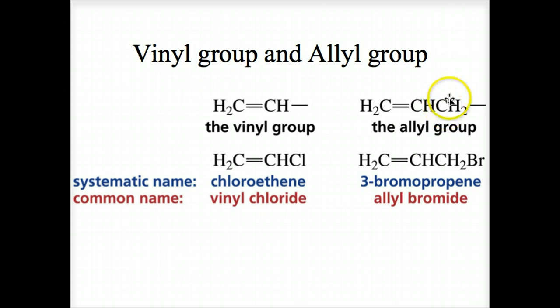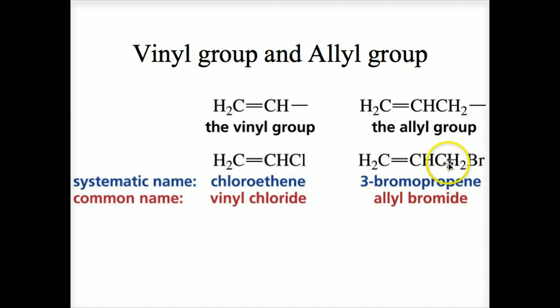This is the allylic carbon right here. This entire group is called the allyl group. And looking at the naming of these compounds, you can see systematic name and common name. This is chloroethene, or vinyl chloride. Vinyl chloride is a common name associated with this compound, known very commonly in industry as vinyl chloride, a very toxic compound. Here's 3-bromopropene.